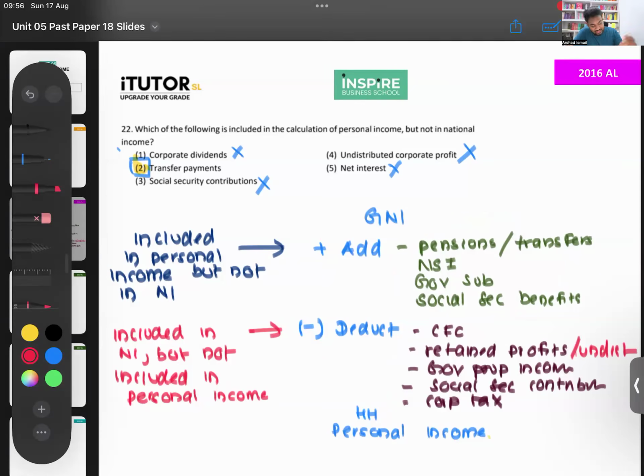Interest paid by government, yes, those things you can add, right? So government interest payments you can add to this. Okay, so that's the breakdown. Maybe you can take a screenshot of this and keep it. When a similar question comes, I will not be going into detail.